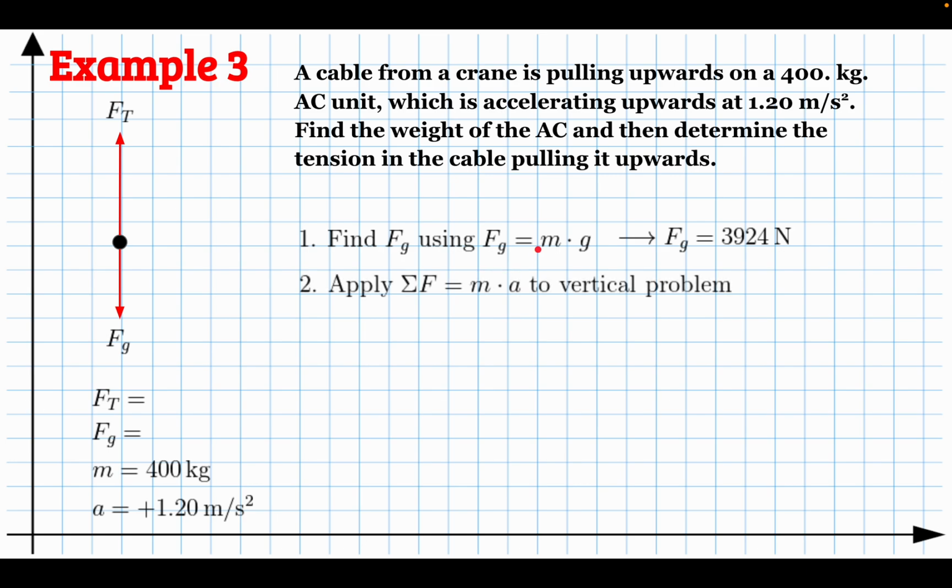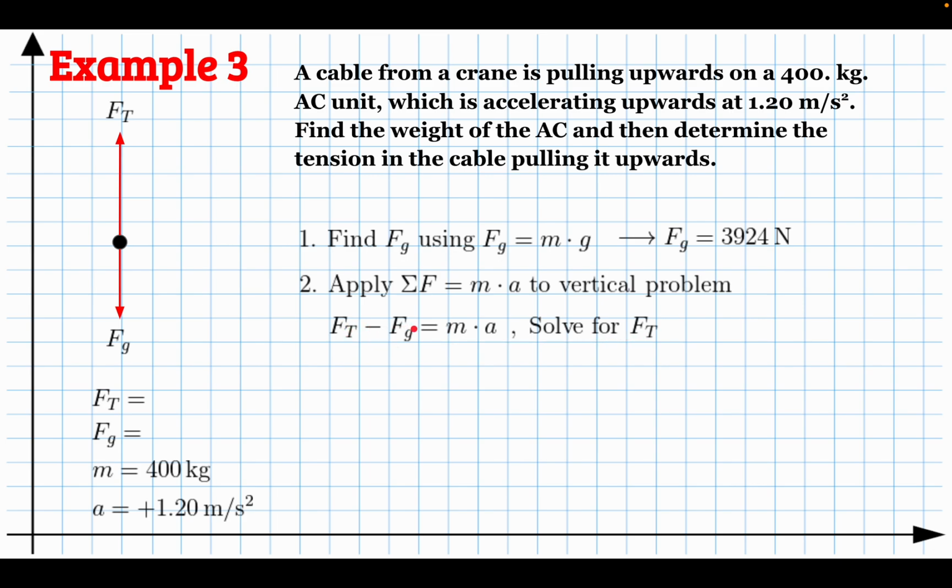Now, we are going to step 2, apply Newton's law to the vertical problem. When we apply Newton's law to a vertical problem, we take the forces up minus the forces down. So the forces going up are F of T, minus the force going down is F of G. So when I apply Newton's second law to this problem, this is the equation I get. The net force, Ft minus Fg, equals the mass times the acceleration. And we're going to try to solve that for F of T, the tension.